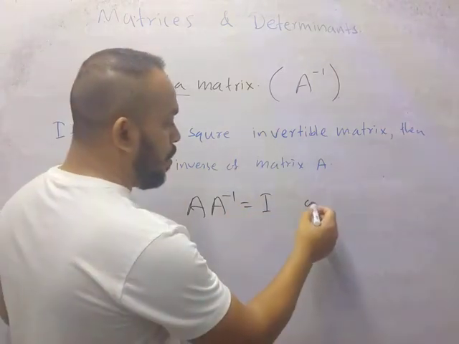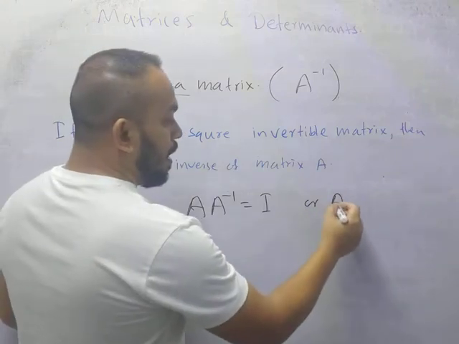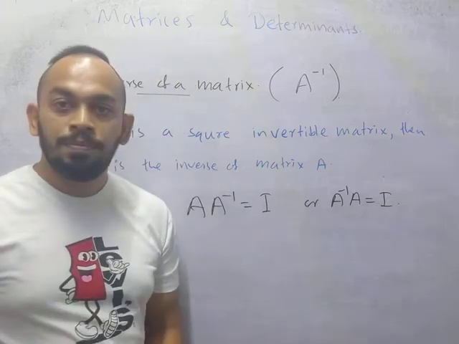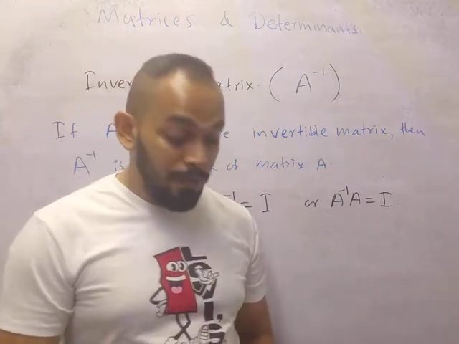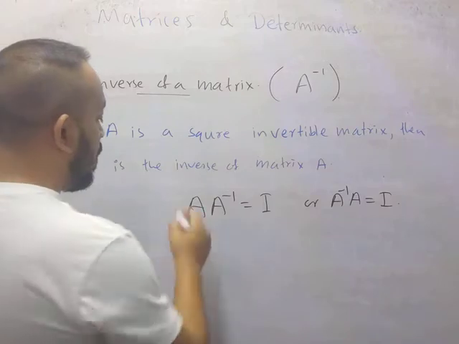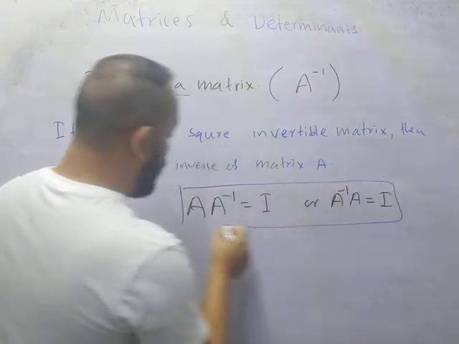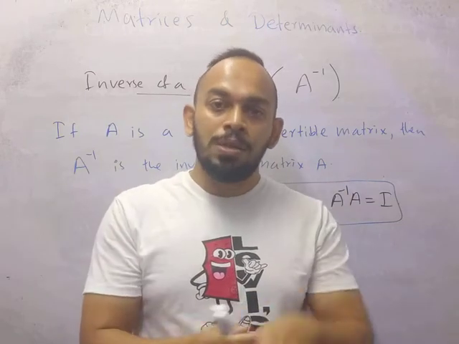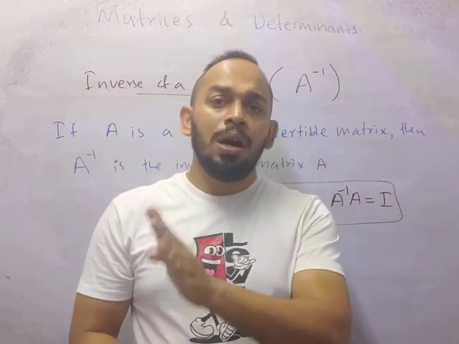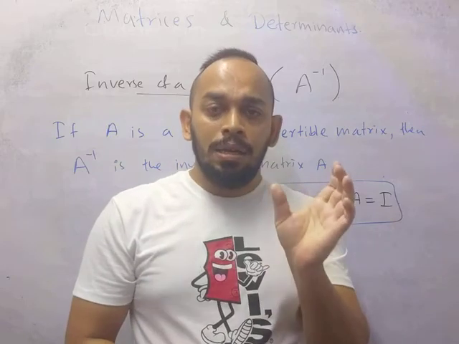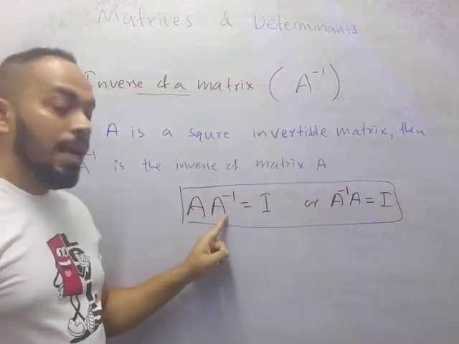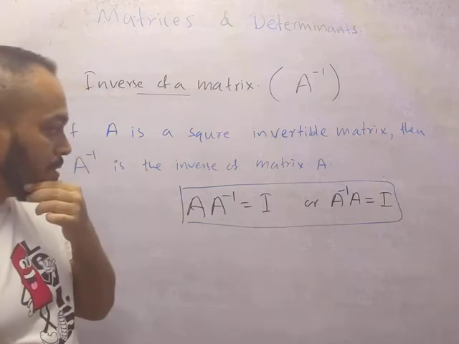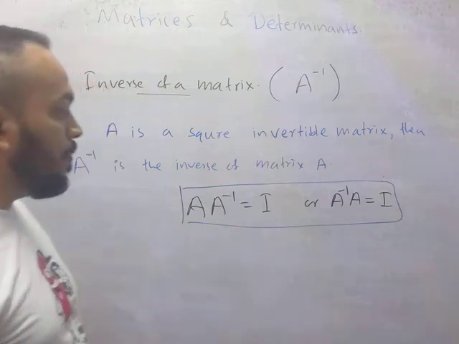Right? Or when you multiply A inverse by A, the answer is also I. This is a very important property. We will use this to get rid of matrices. If you want to get rid of a matrix from one side, you multiply that equation by the inverse of that matrix. So this is very important.